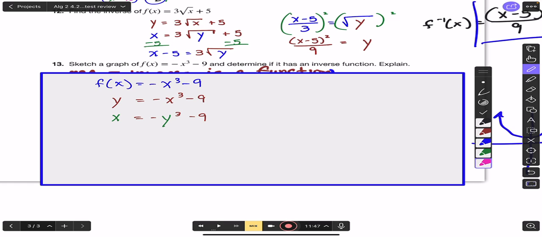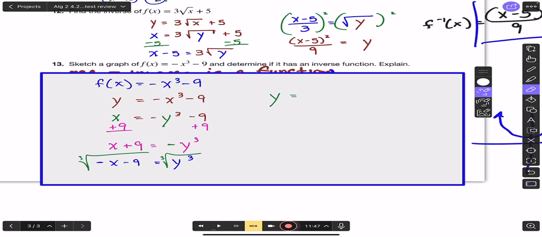Let's isolate the y by adding 9 to both sides. That y is not by itself yet. It's got this darn negative in front of it, so I'm just going to multiply both sides by negative 1. Now it switches everybody's sign. And now you can cube root it, giving you y equals the cube root of negative x minus 9, since y cubed is just y.